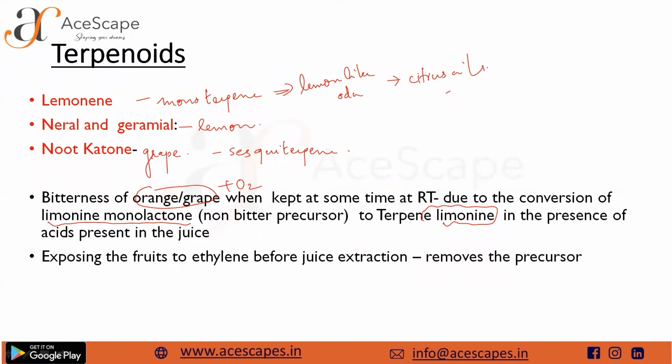So here also we can go for low temperature vacuum, or else we can expose our fruits to some amount of ethylene. This also removes the precursor. This is the precursor for the bitter formation, right? So when we remove this, the bitterness won't develop, right? The conversion of this compound into limonene will not take place. So for removing that, we can add ethylene. Okay, so this is about oranges and grapes.